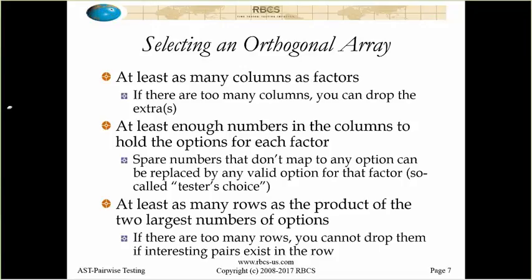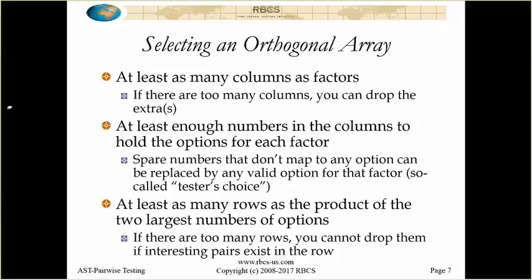Now, if you have done these 2 things right, then the third major bullet on this slide will follow, that there will be at least as many rows as the product of the 2 largest number of options. So, for example, let's say that you have 2 operating systems, 3 browsers, and 4 connection speed / type options that you want to cover.